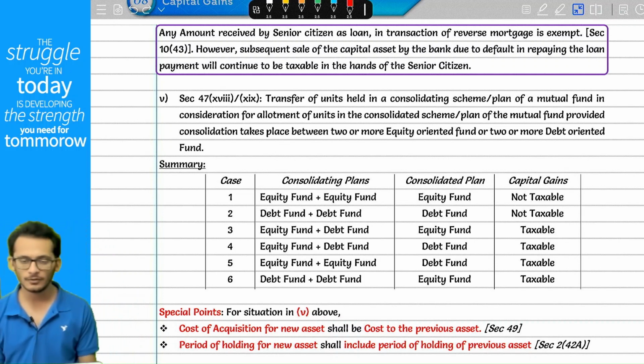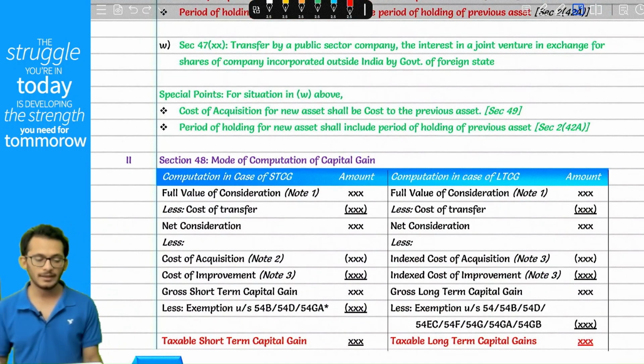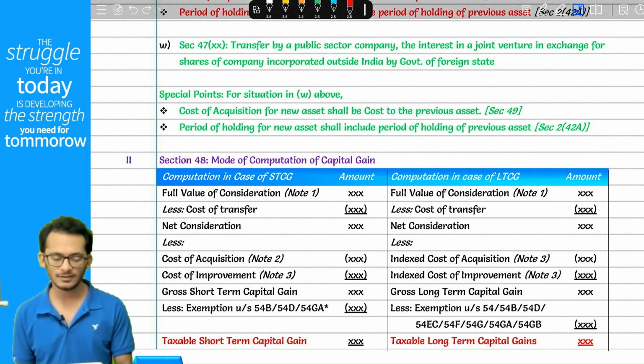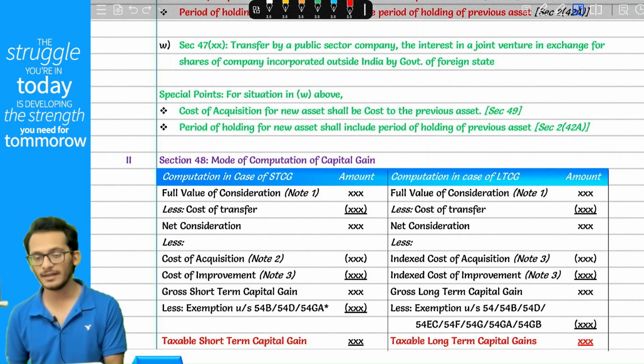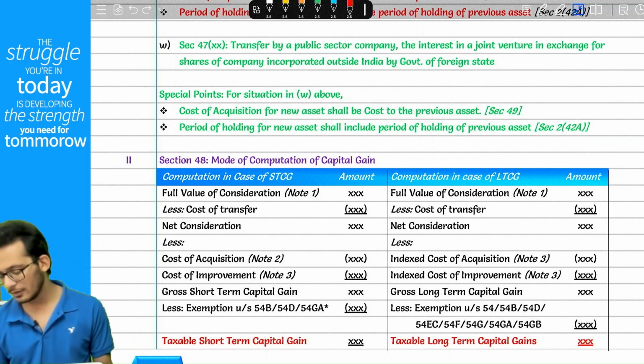Pause and look at the example, you will find it out yourself. Yes, moving on. Your amendment for current year, it says transfer by a public sector company the interest in a joint venture in exchange for getting the shares of another company incorporated outside India by a foreign state. Yes, all these are very specific scenarios. You can ignore it.